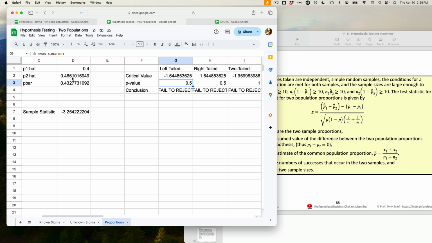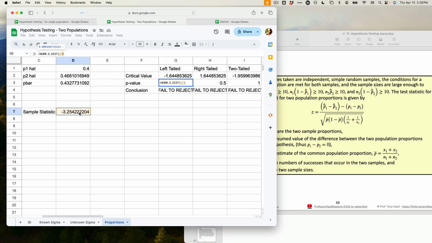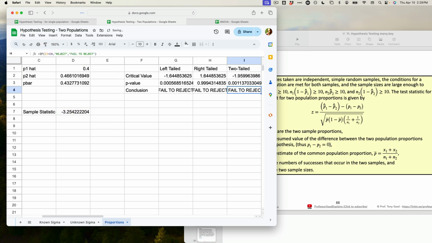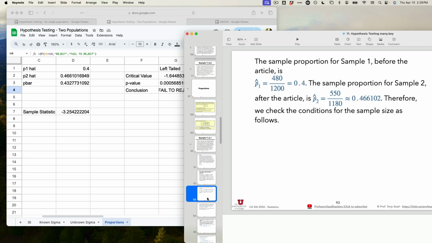P-values are going to be based on your sample statistic, right? And that's going to be this value over here, D7. Okay, and this one, D7. And this one is going to be D7. Okay. Now let me see. Did I make a mistake here? Nope. No mistakes. Okay. So let's see what I got here.